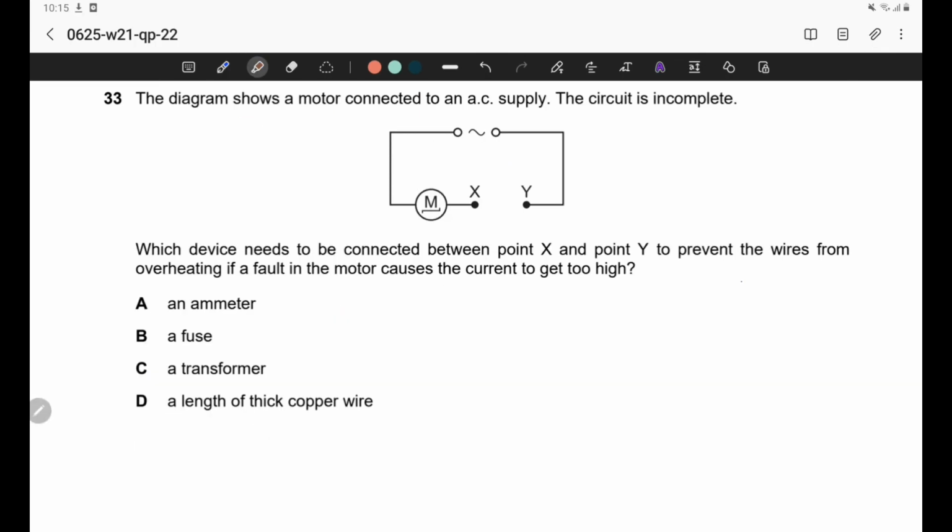Question 33. The diagram shows a motor connected to an AC supply. The circuit is incomplete. Which device needs to be connected between point X and point Y to prevent the wires from overheating if a fault in the motor causes the current to get too high? So here we will be using a fuse, because the purpose of a fuse is to protect the circuit by preventing the overflow of current. Therefore, the correct answer is option B.